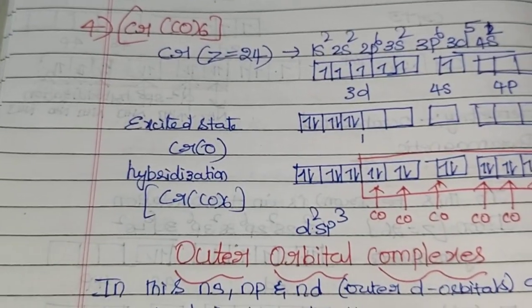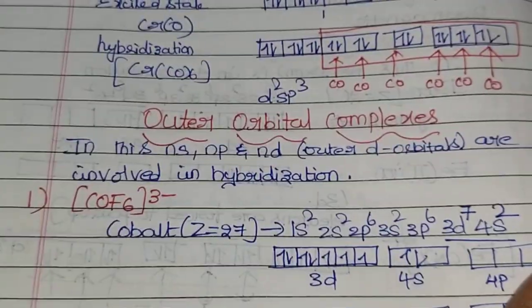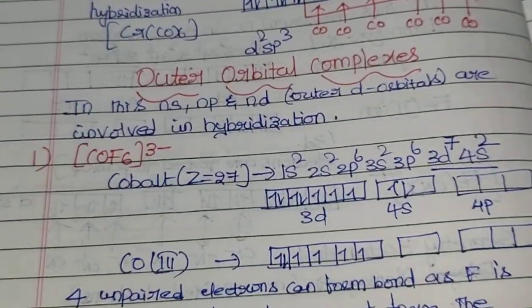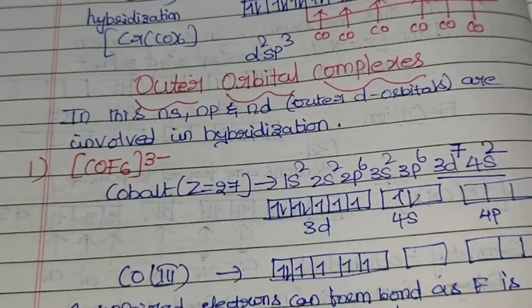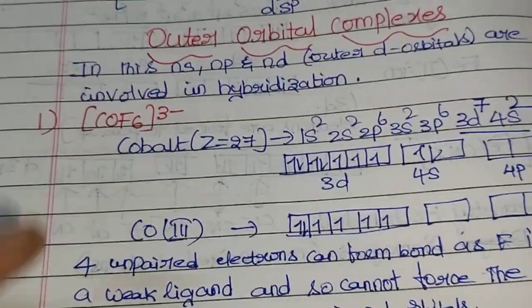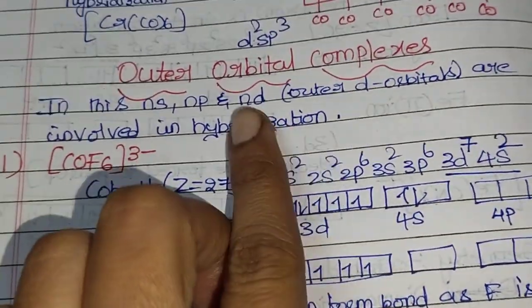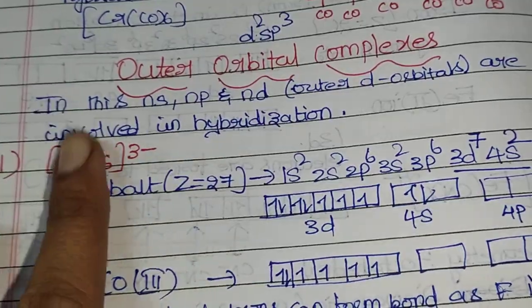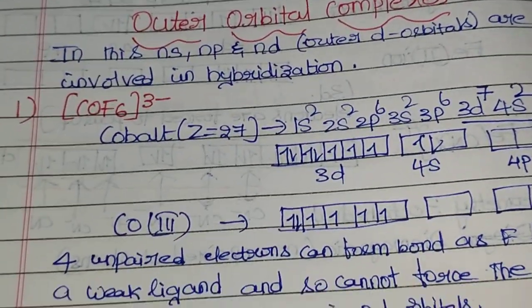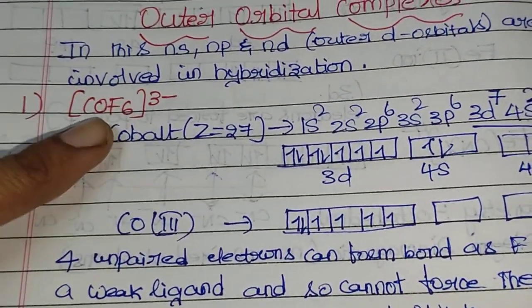Up to now we discussed inner orbital complexes. Now I will explain what outer orbital complexes are, with examples. In this, again ns, np and nd, the outer d orbitals are involved in the hybridization. Let's do it with an example.